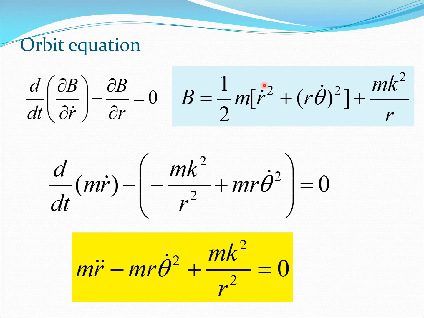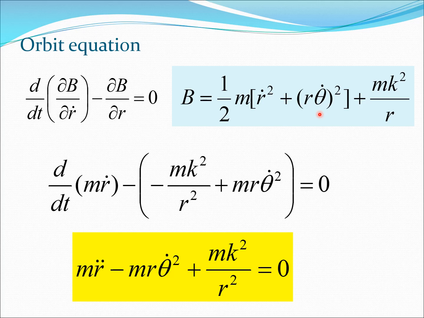So if you differentiate with respect to r dot, you simply get the term m r dot here. So that's the term which comes here. And if you differentiate with respect to r, you're going to get two terms. One of the terms involves the k squared term. So that's going to become negative mk squared by r square.